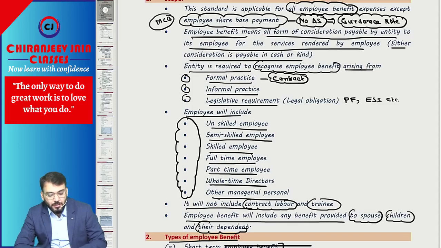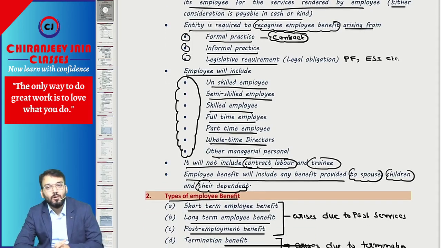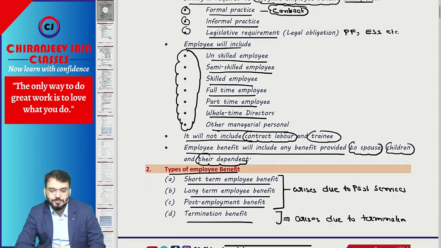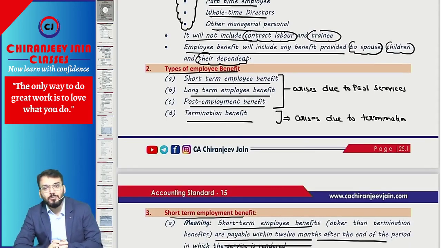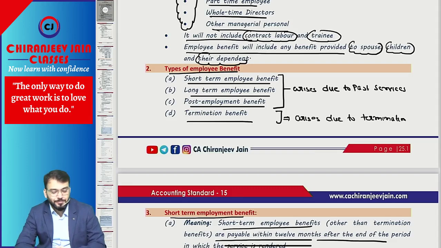Now, in this chapter, employee will include all types of employees, whether skilled, semi-skilled, unskilled, part-time, full-time, director, or any manager. This will also include any benefit which has been provided to the spouse of the employee, children of the employee, or any dependent of the employee.